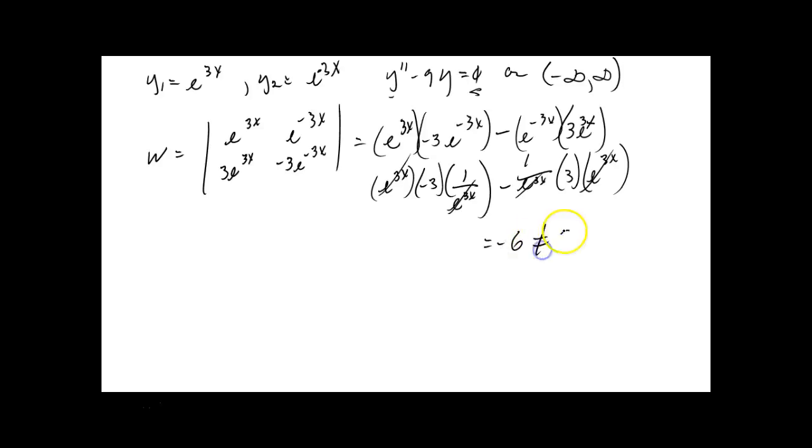And as long as this is not 0, that means that you got linear independence. Right? That's all it takes. As long as that Wronskian, that determinant, is not 0. If it is 0, they're linearly dependent. If it's not, they're not. It doesn't matter what the number is, positive, negative, fraction, decimal. Doesn't matter as long as it's not 0. Okay.